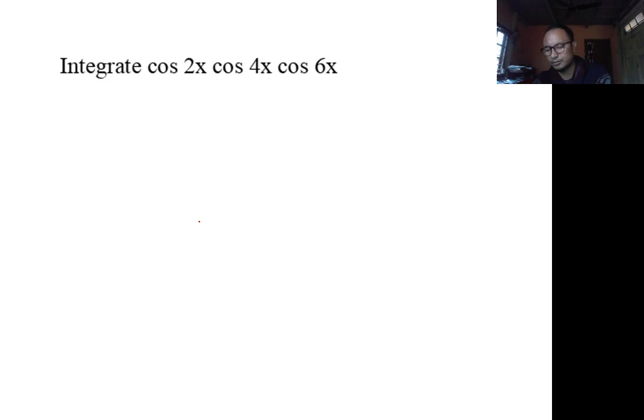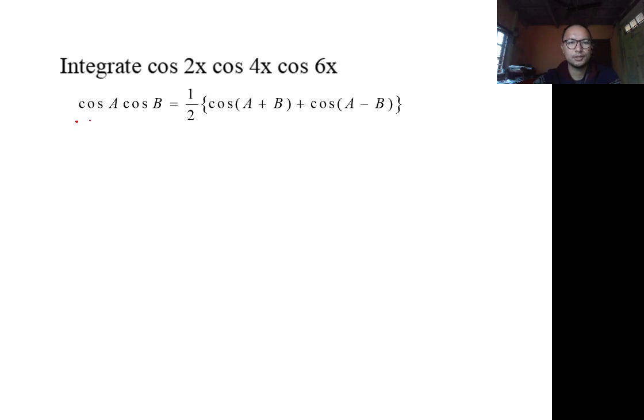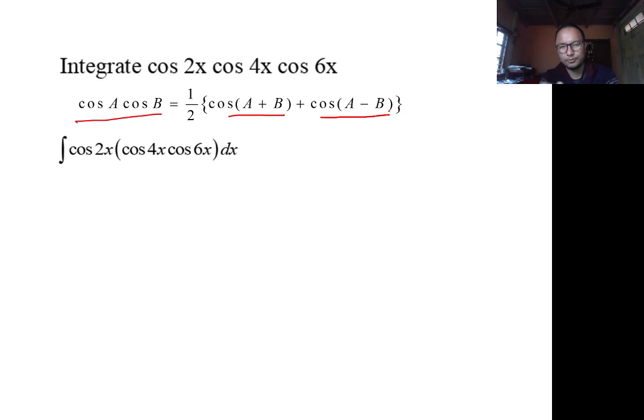Now let's take up this one. Integrate cos 2x, cos 4x, cos 6x. This is the product of functions. Now remember, cos A cos B equals half of cos(A plus B) plus cos(A minus B). So we are going to use that one.